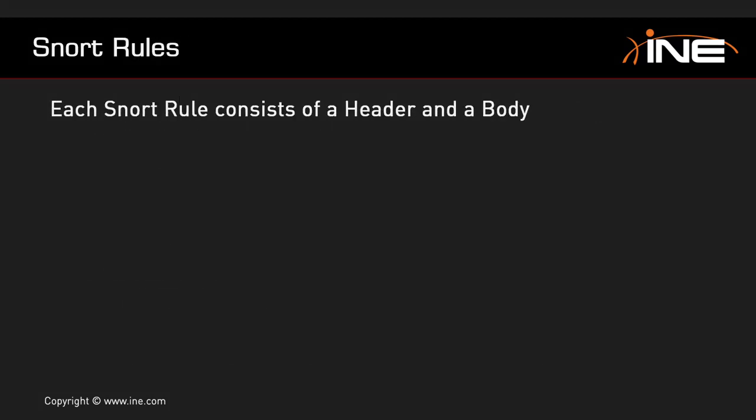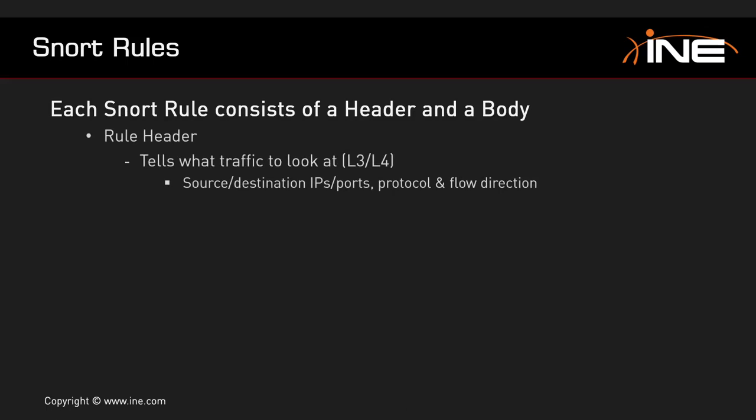In the second portion of this session, I would like to focus a little bit on the rules, on the rule structure. Every single Snort rule consists of two components. It is going to be a header and it is going to be a body, where the header is generally used to specify what communication we want to look at, just what packets we want to inspect.